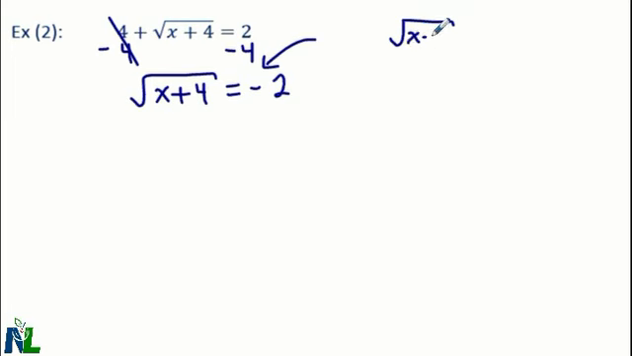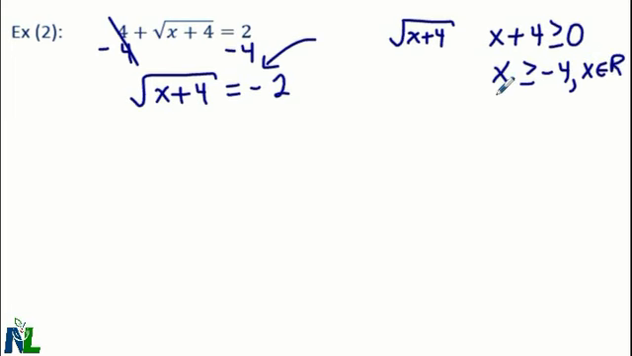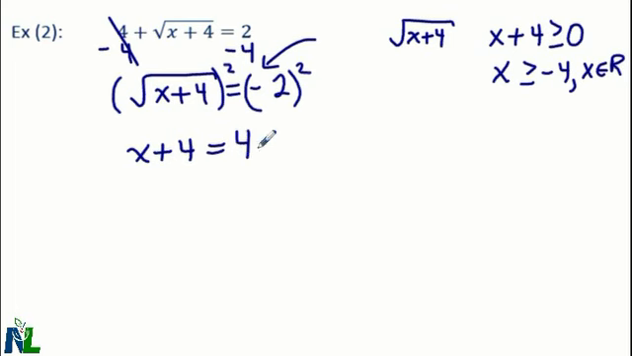I've got the square root of x plus 4. So what that means is I need x plus 4 to be greater than or equal to 0, which means x will be greater than or equal to -4. And of course, it's a real number. So here's a restriction. Now, when I want to solve, I'm going to proceed to square both sides. So when I square, I will get x plus 4. -2 squared is 4. Subtract 4 from both sides, I get x equals 0, which looks like a solution.